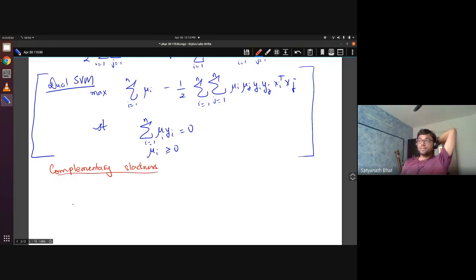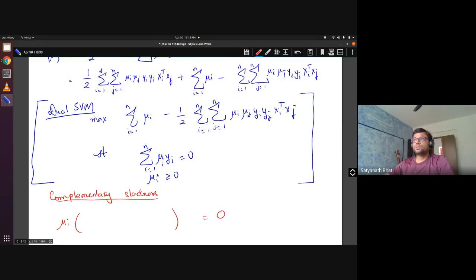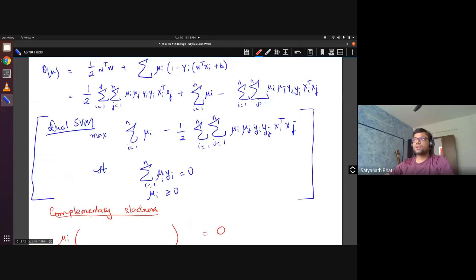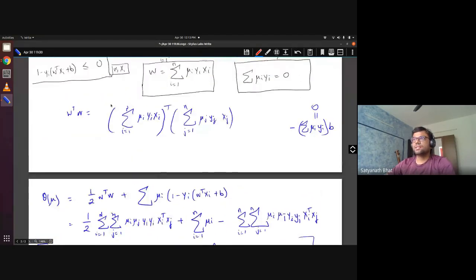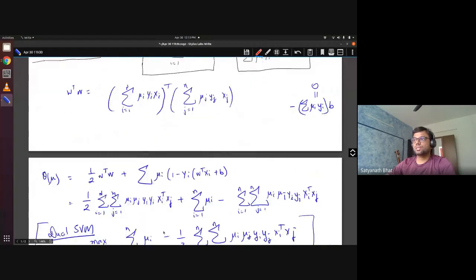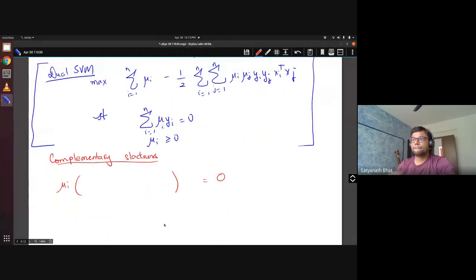So what is it that we say? We say that mu i times, what is it going to be? What is this constraint equal to 0? Do you want me to scroll up a little bit so that you can see? Remember what it was, this is summation mu i gi. So I'm saying mu i gi is equal to 0. What does complementary slackness say? 1 minus yi times w transpose xi plus b, this is equal to 0.